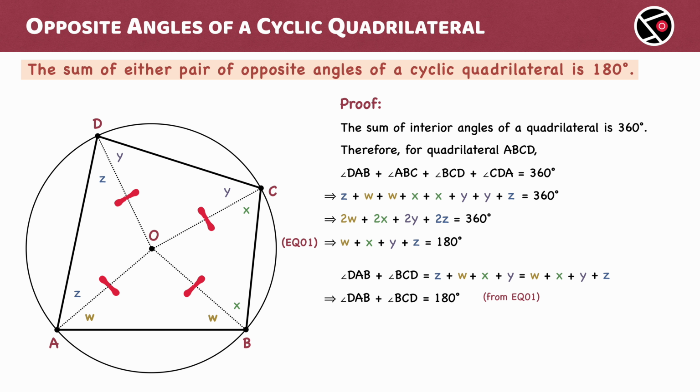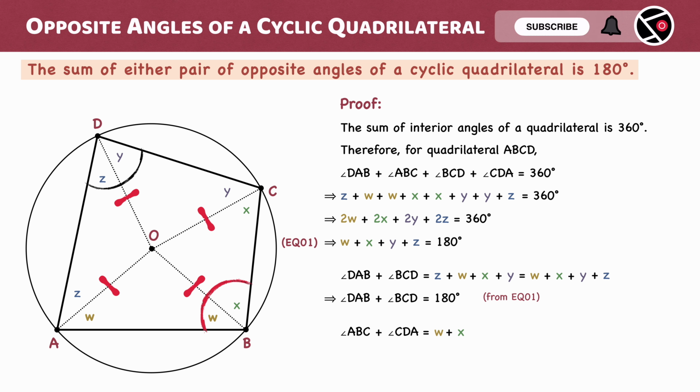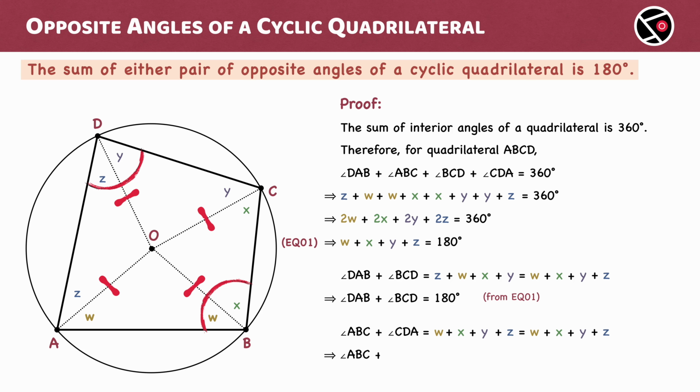Similarly, angle ABC plus angle CDA becomes W plus X plus Y plus Z. Once again, we have W plus X plus Y plus Z. Angle ABC plus angle CDA also equals 180 degrees.